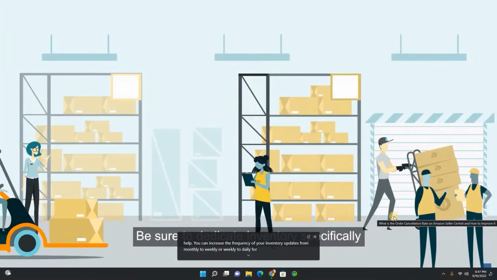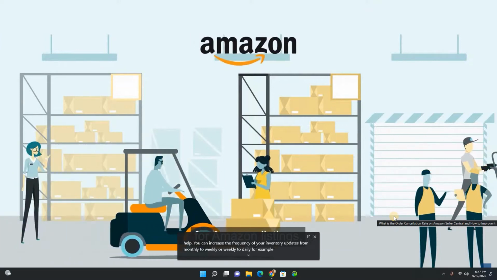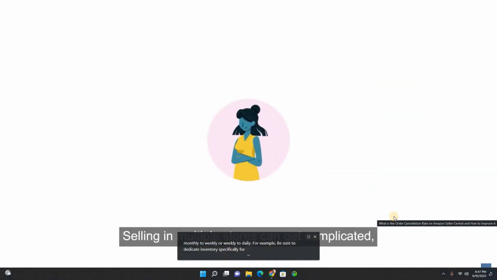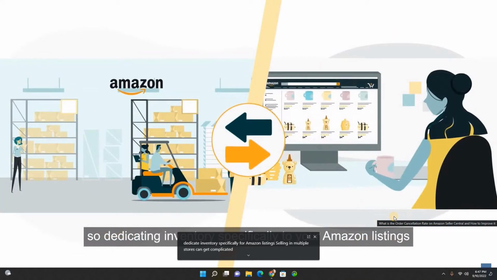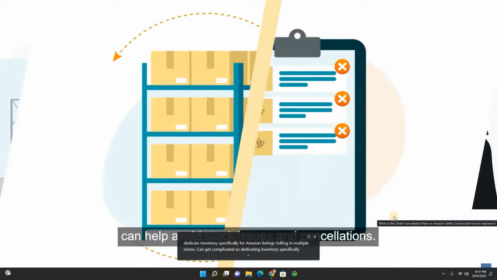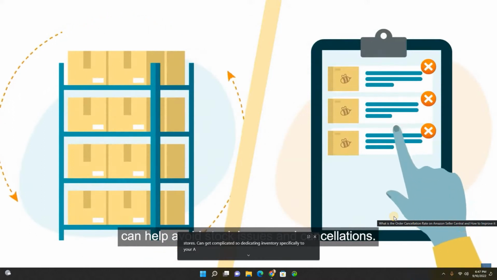Be sure to dedicate a few minutes specifically for your Amazon inventory listings. Selling in multiple stores can get complicated, so dedicating inventory time specifically to your Amazon listings can help avoid stock issues and cancellations.